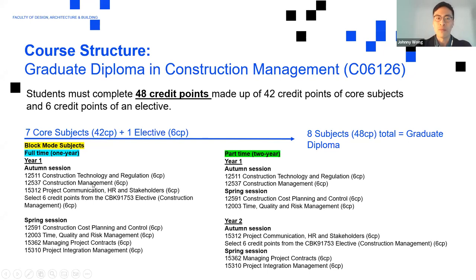Some students do it full-time, which means they will take four subjects per semester and complete in 1 year. And those students who want to do it part-time just take two subjects per semester for four semesters, so they complete in 2 years. Do I answer your question?